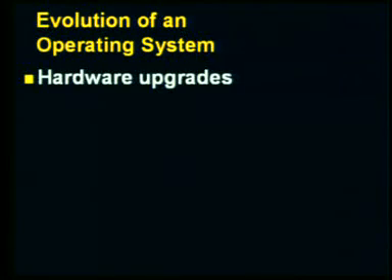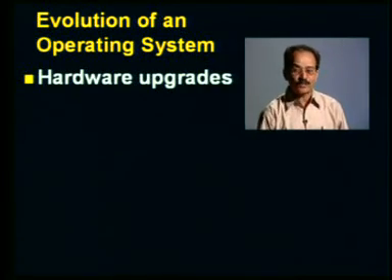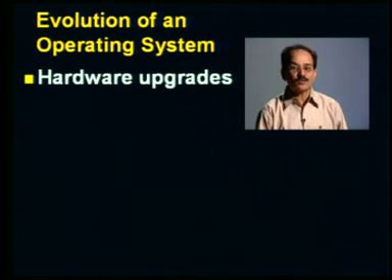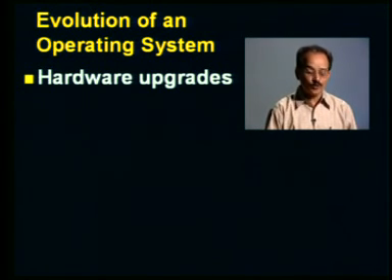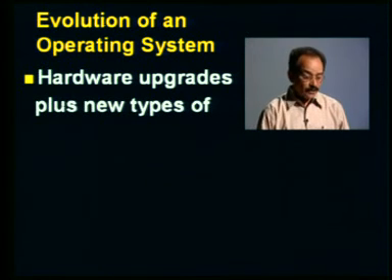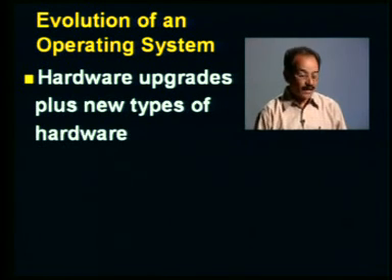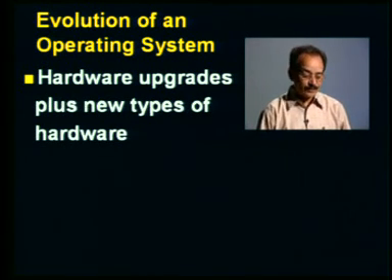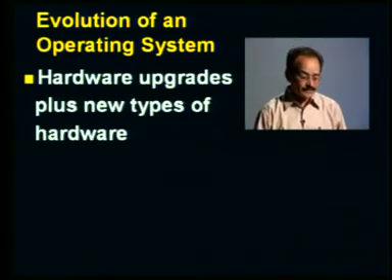Now, once we say evolution, we can say initially there was a need for a hardware upgrade, whereby the moment hardware gets upgraded, once we wanted to make use of that particular hardware, we require some sort of operating system through which those upgrades can be used. Or there can be some new type of hardware coming up. Let us say the processor changes, the memory changes. So, all these are nothing but some new types of hardware which are coming up.